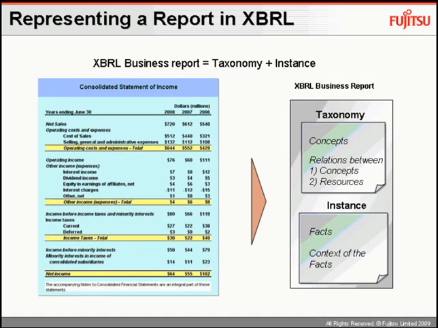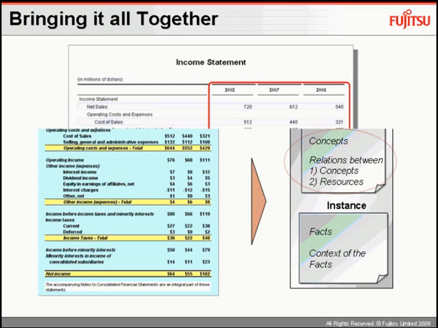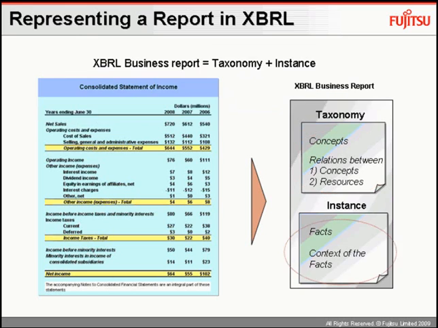So bringing it all together, we see now that an XBRL business report is basically a taxonomy and an instance. The taxonomy comes from the regulator, and it relates the concepts and the relationships between those concepts and resources. So it's the definitions. The instance, the facts themselves, as well as, and it's very important, the context of those facts. When is that fact true? It's not true for all time. It's true for a specific period of time or a specific instance of time.